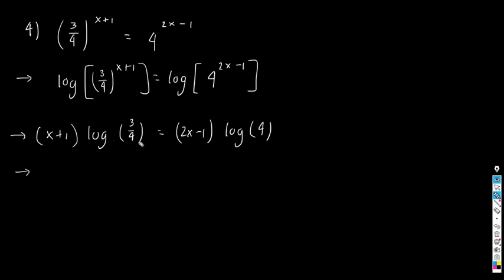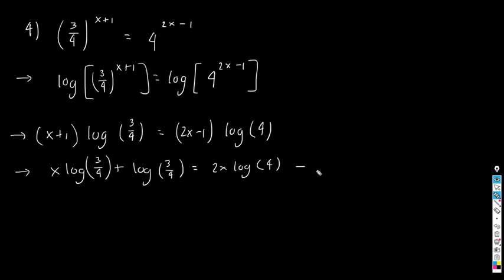Okay, same thing. I'm gonna apply the distributive law. So it's x times the logarithm of 3/4, and then 1 times this, that's going to be plus logarithm of 3/4, and I'm going to do the same on the other side. 2x times the logarithm of 4 minus the logarithm of 4, and the rest is very similar to what we did in the second one. Okay, so I'm going to stop it there. You continue on your own.